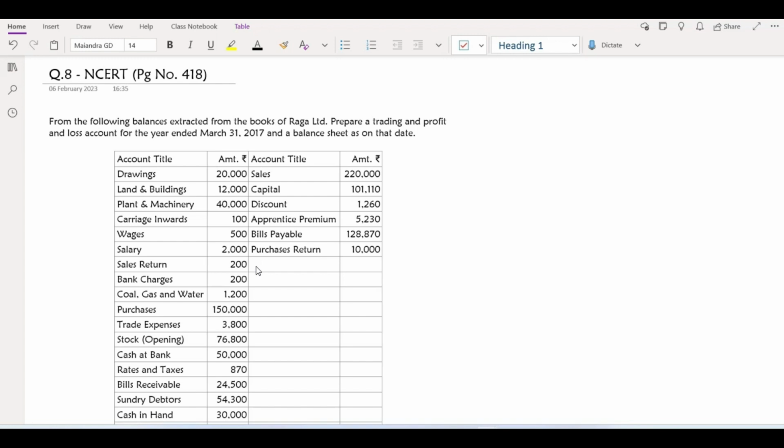Students, welcome. Today we are going to solve a final accounts with adjustment question from the NCERT book. It is question number 8 in the NCERT book. You can look into page number 418, and you will get this question. So first we are going to read the question.